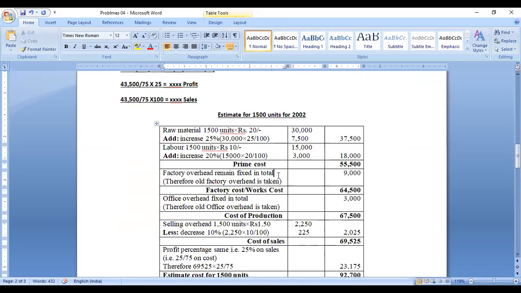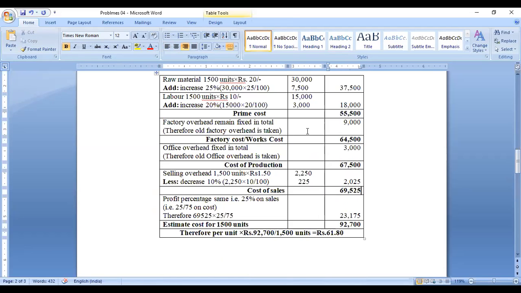So in the factory overheads and office overheads, we have taken them as it is from the previous year estimate. Previous year cost sheet, including profit only. There is no change, so we wrote it as it is. Here there is a 20% increase, so we added it. Here 10% decrease, so you deducted 10% from the total calculated amount. 2250 minus 225, this is called the cost of sales. As it is, it is a formula for finding our profit.